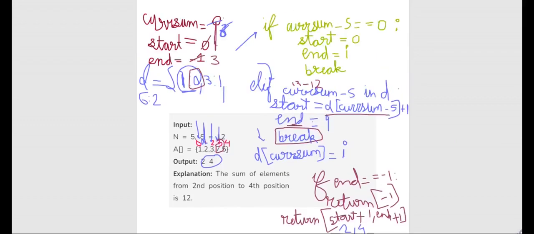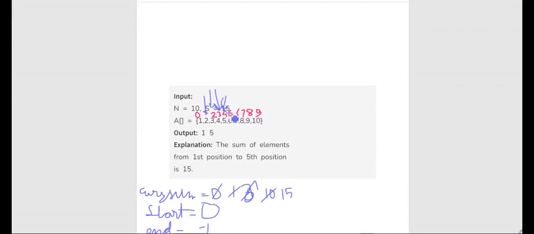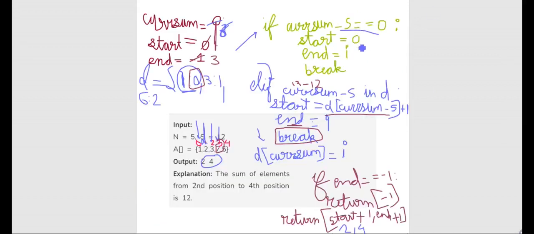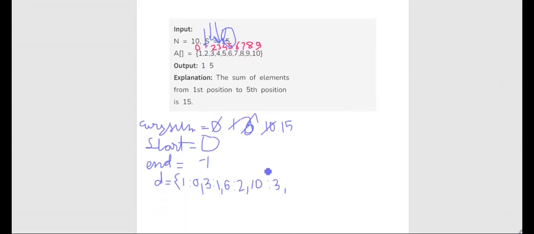So check this condition: sum minus s equals 0. The sum is 15 and s is also 15, given in this question. So 15 minus 15 is equal to 0. So start equals 0 and end is equal to i. Then break. So start is equal to 0, but end will become i, and here i is 4. Then break. After the break, what we have written is start plus 1 and end plus 1 in our output.